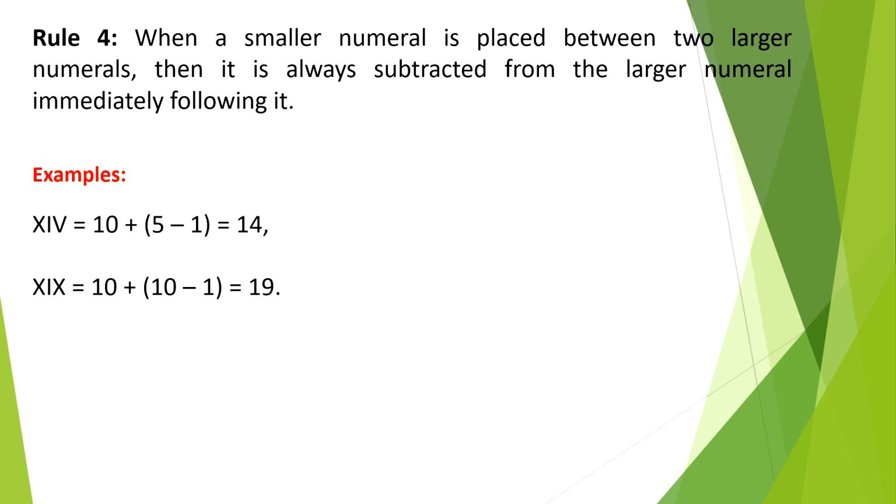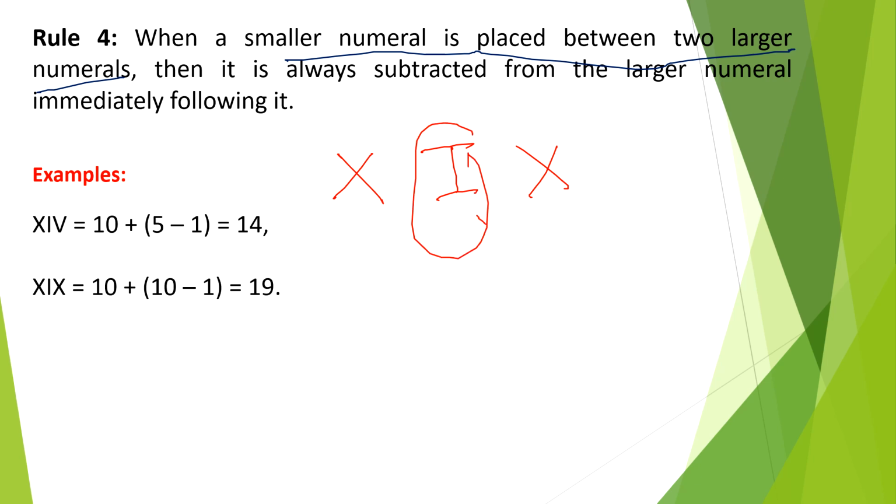Now here, this is rule number 4. This is another important law or rule you have to follow. If a smaller numeral is placed between two larger numerals, okay, there are two larger numerals, let's say X, X, and in between there is a smaller numeral. You see I is here. This small numeral you will always subtract from the one which is following it. That is, you will subtract it from the 10 which is following this particular Roman numeral.